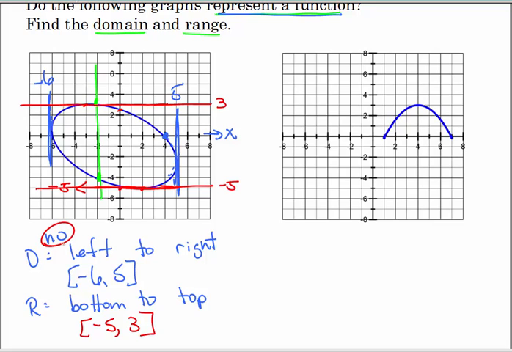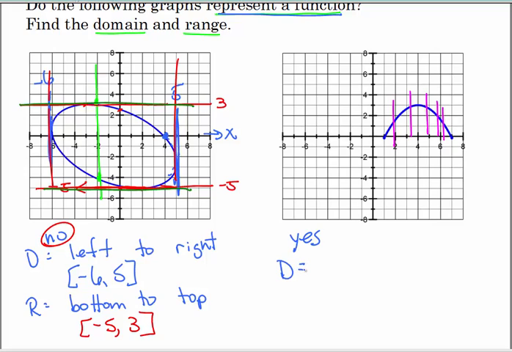So I think it's really good if you look at the graph and say, how far left, how far right, how far down, how far up. Can you fit that function in a box? That really helps you write that domain and range. So let's look at this next example. Is it a function? Does it pass the vertical line test? No matter where I draw a vertical line, it's only going to cross that graph one time. So yes, this is a function.